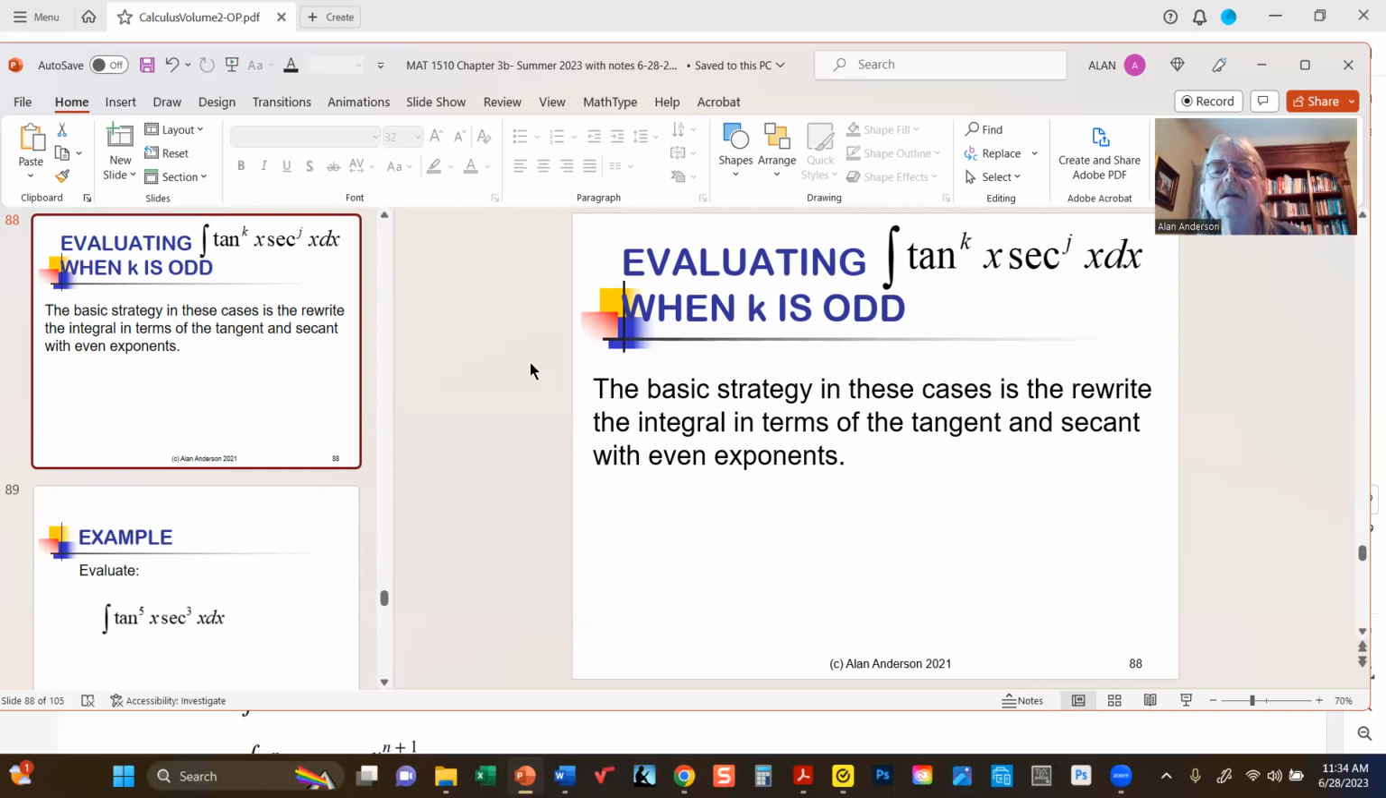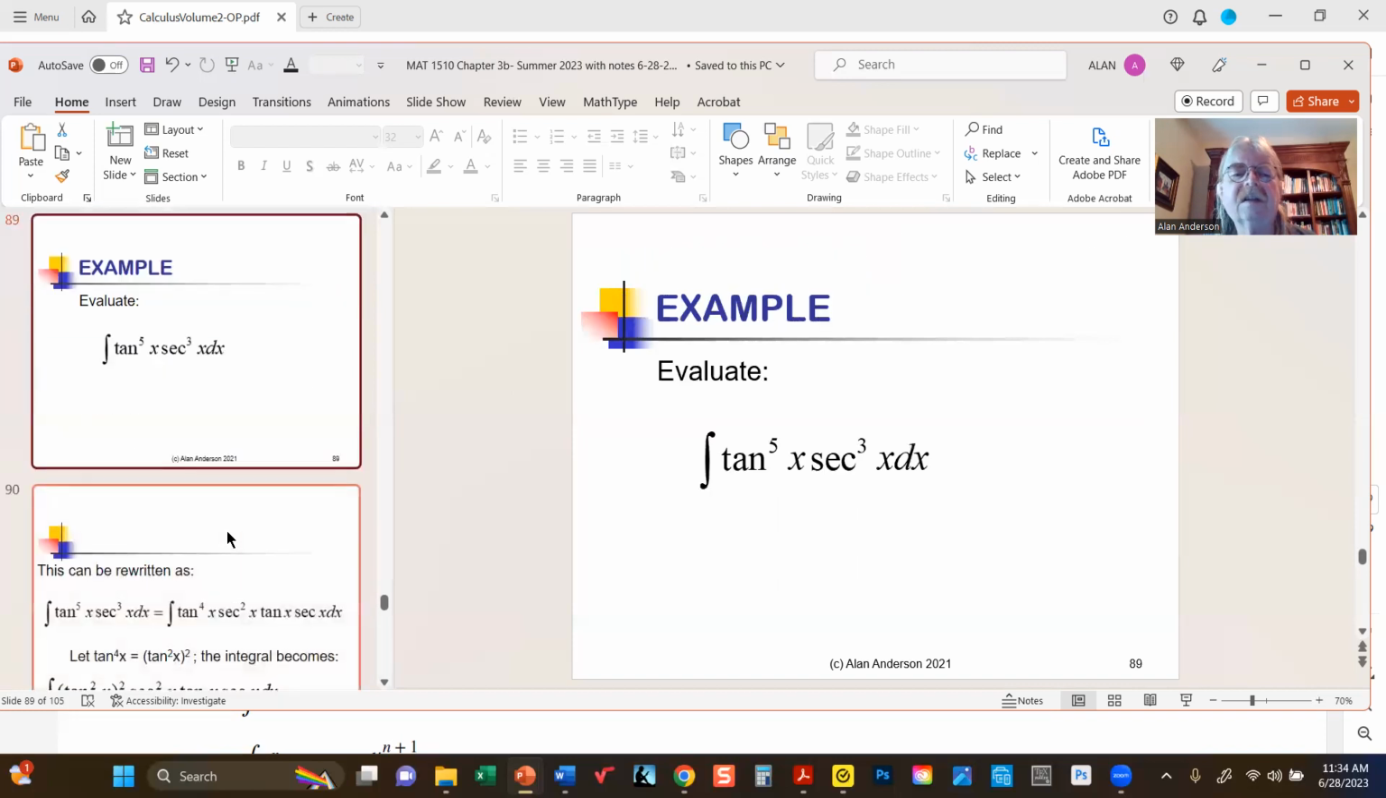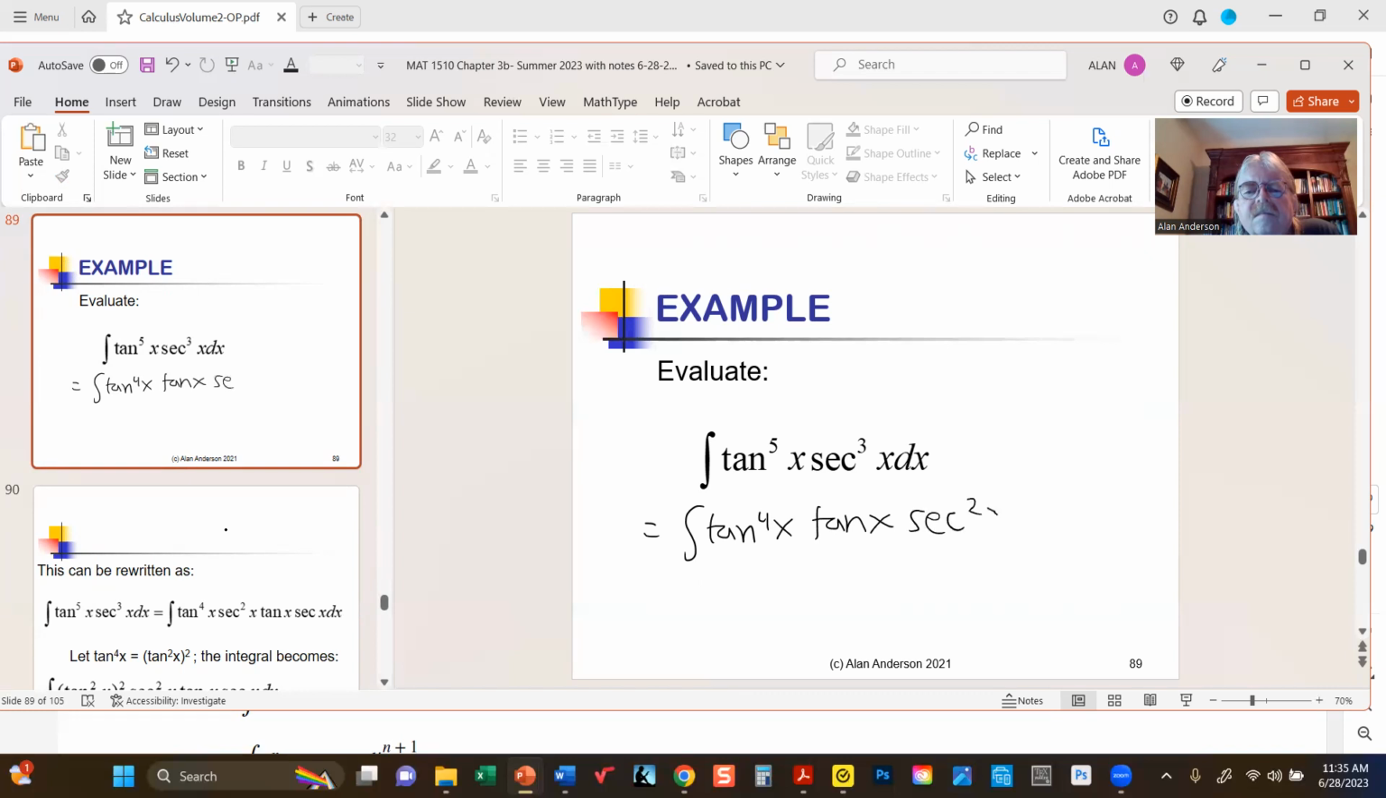So what we're going to need to do is rewrite this in terms of even exponents. You just saw that this works best when we have some even exponent for each tangent and secant. So let's say we have something like this instead. There's no reason why we couldn't rewrite this as... okay.